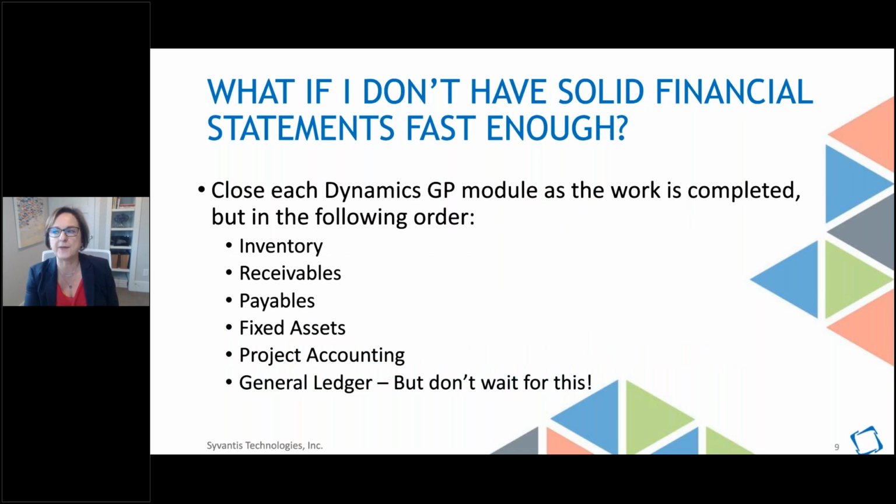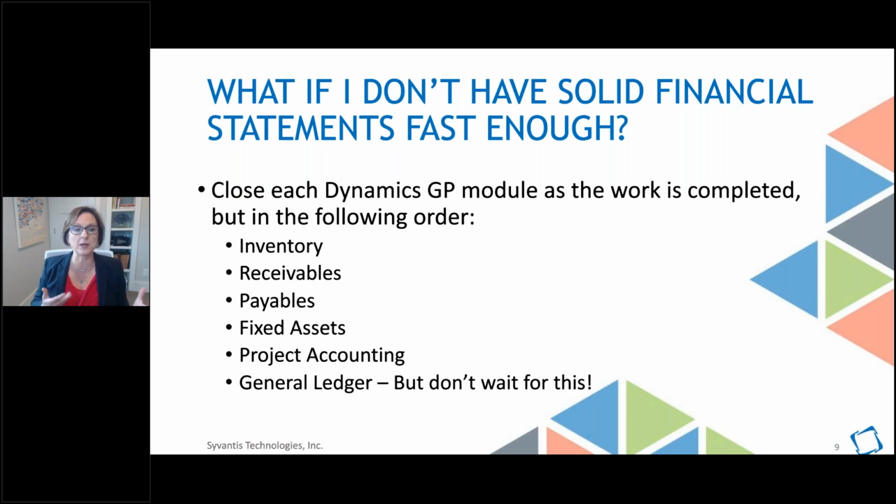So what if I don't have solid numbers quick enough? Here's the trick that people do: the order for closing GP of each of the modules actually mirrors how you normally do your month-end close, right? Normally, you get all of your sales invoices out, and you get all your purchase invoices in. That's one of the first things that you do. Once all those are in, you can close inventory, you can close payables, and you can close receivables. You can do it in that order as you complete each of those processes.